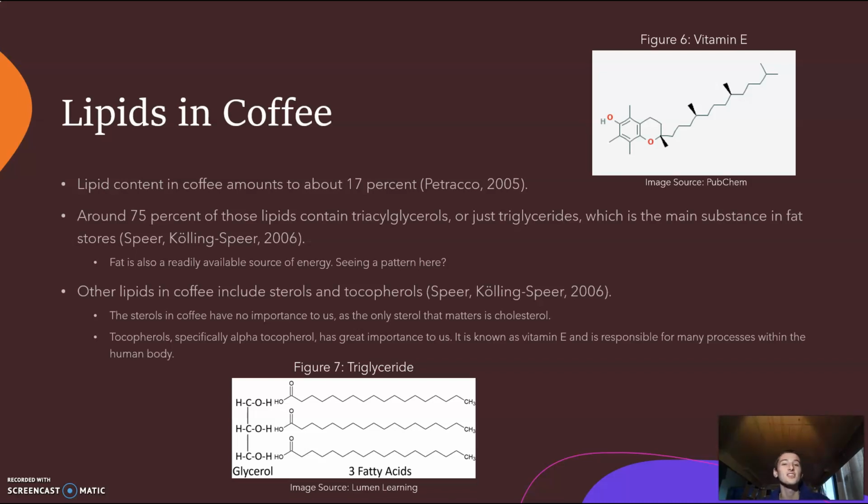So we can make that same connection that we made with carbs: people drink the coffee because it has fats, which also serve as an energy source. It's great, isn't it? And there are other lipids within coffee, and those are sterols and tocopherols. Sterols in coffee don't have any effect on us because the only sterol that's important to our human body is cholesterol, and cholesterol is found in animal proteins. But the tocopherols, specifically alpha tocopherol, are really important because alpha tocopherol is vitamin E, and vitamin E is a very important antioxidant vitamin in our body.